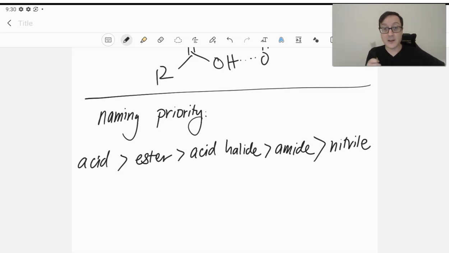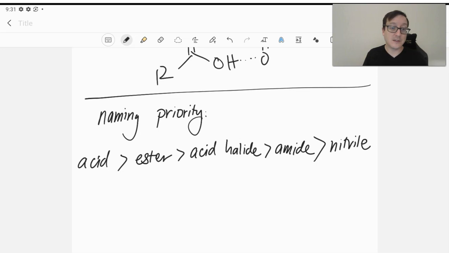All right, here come the acids and their derivatives. These are the 5 functional groups we'll be studying in this chapter. So acids, esters, acid halides, amides, and nitriles. These are all carboxylic acids, and then the other 4 are derivatives.